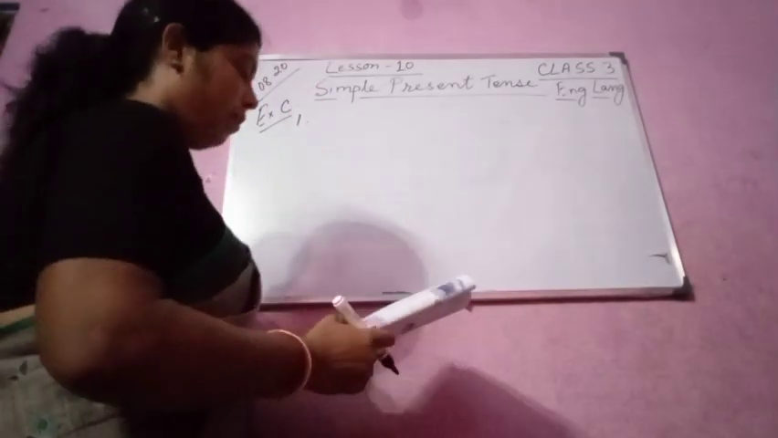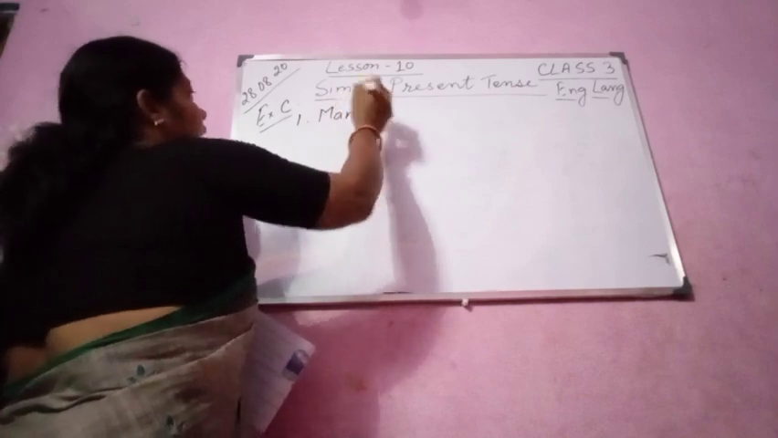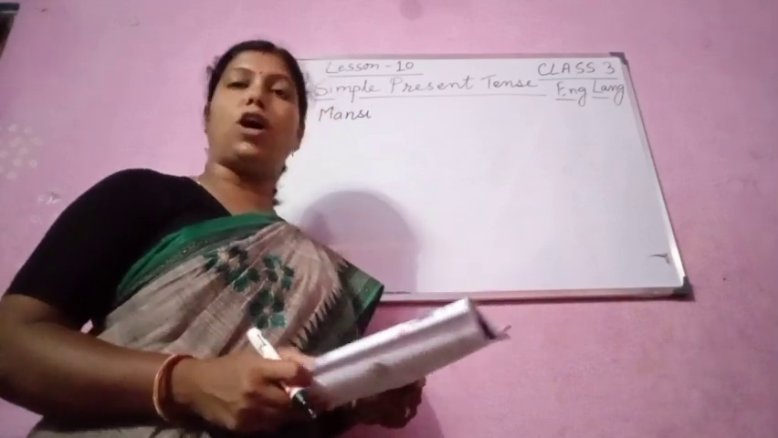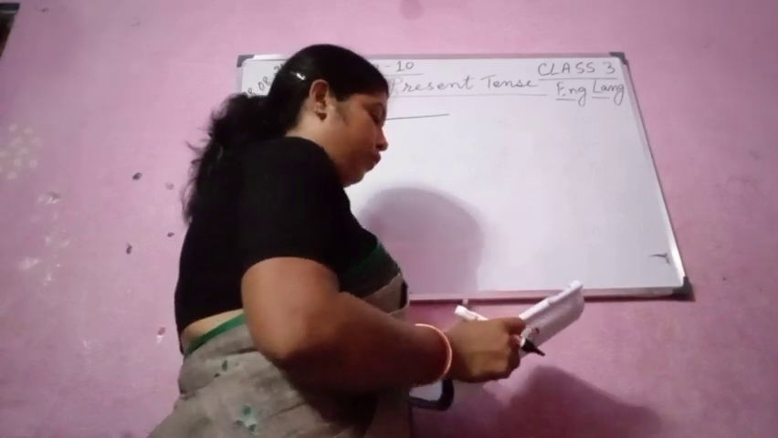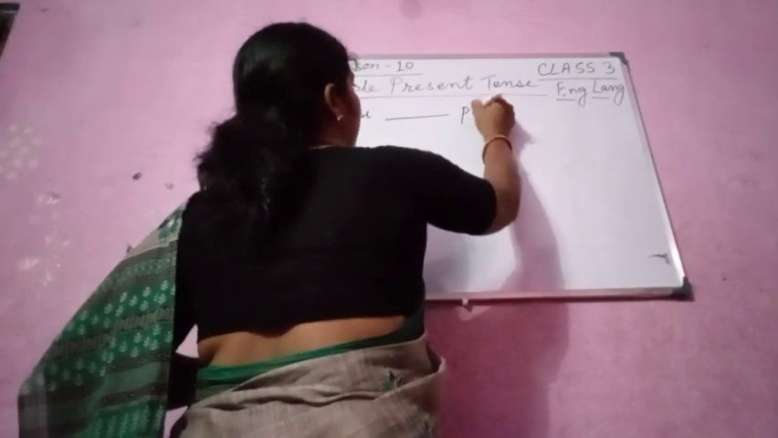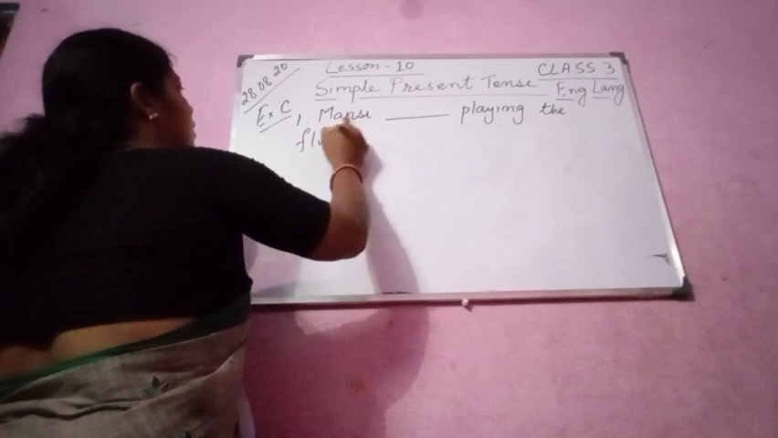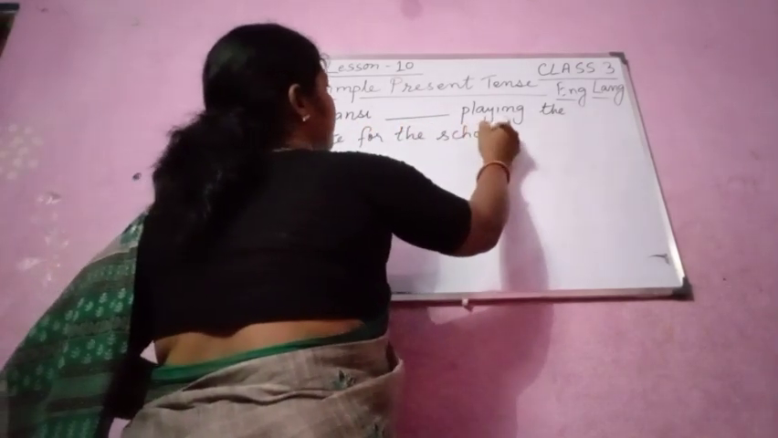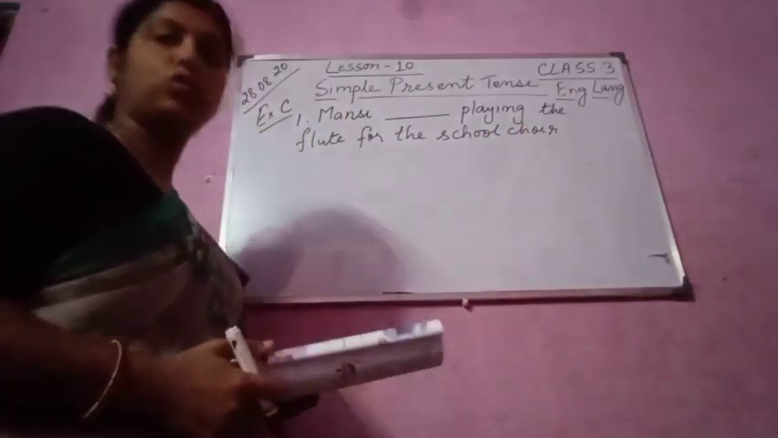Number one, you see, Mansi. I will not write the option. Okay, I am not going to write the option. I will just explain. Mansi dash playing the flute for the school choir. Choir, you understand? School group, those who sing.